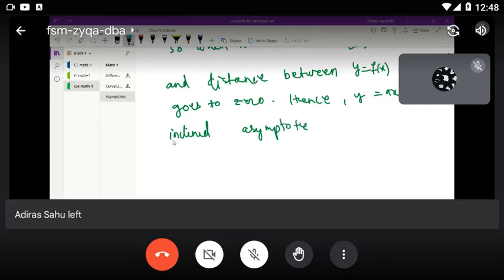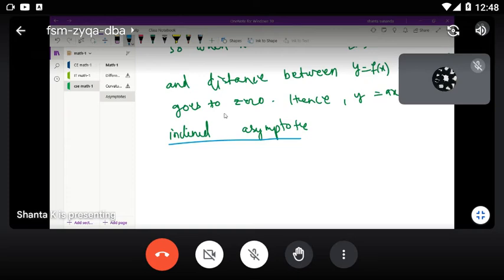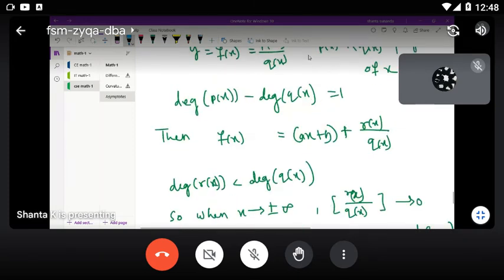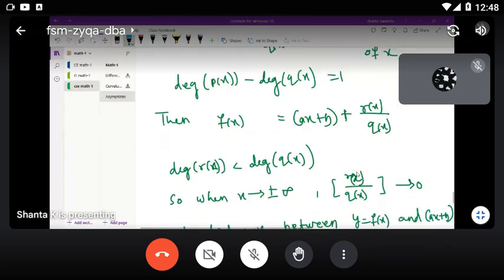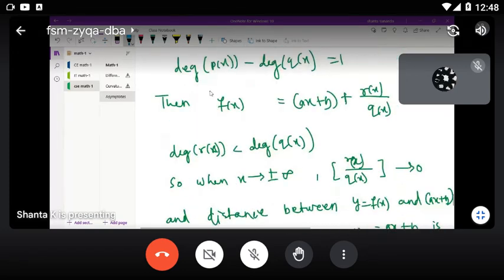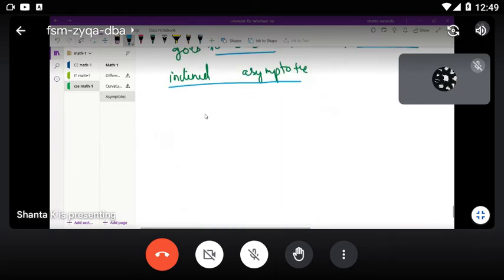Okay, you look at the equation and if it's possible, use this one and it's easier. Y equals to ax plus b. Simply you have to reduce this equation P(x) by Q(x) to this form. Okay, and then you are getting this ax plus b as your asymptote. Okay, it's one of the easier ways.